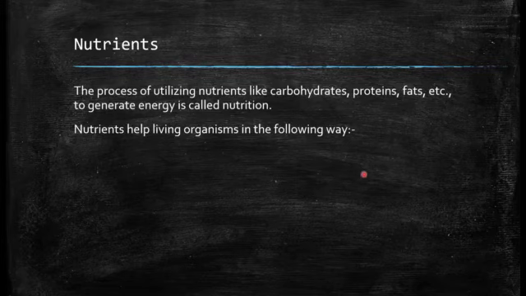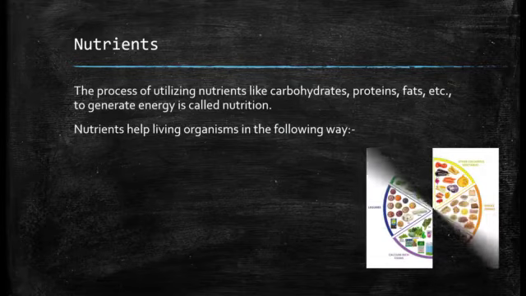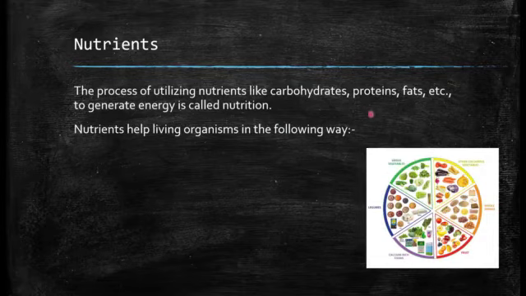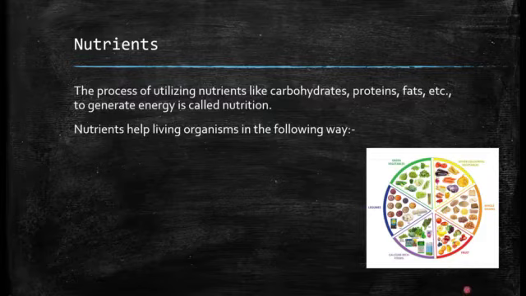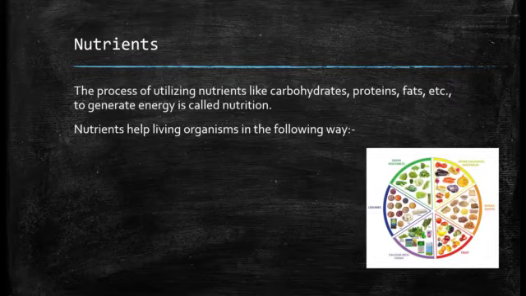And nutrients help living organisms in the following ways. So now let's check out in how many ways nutrients help living organisms. But before that, first let's check out this image. See, this is the healthy food chart. If you have green vegetables and other colorful vegetables like onion, tomato, brinjal, red capsicum, red chili and mango, then it is nice for you.